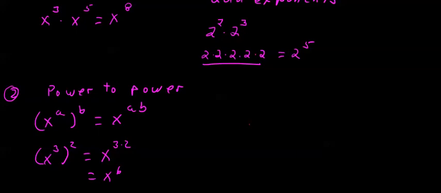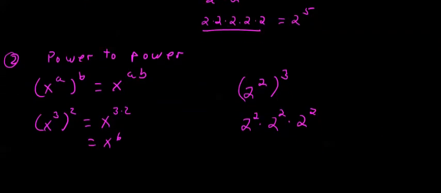If I have 2 to the second raised to the third, that means I'm taking the base, 2 to the second, and multiplying it by itself 3 times. That's what this 3 means. There's 3 of them. If we refer to our previous rule, when we multiply like bases, we add the exponents. 2 to the 2 plus 2 plus 2, which is 6. 2 to the sixth power.